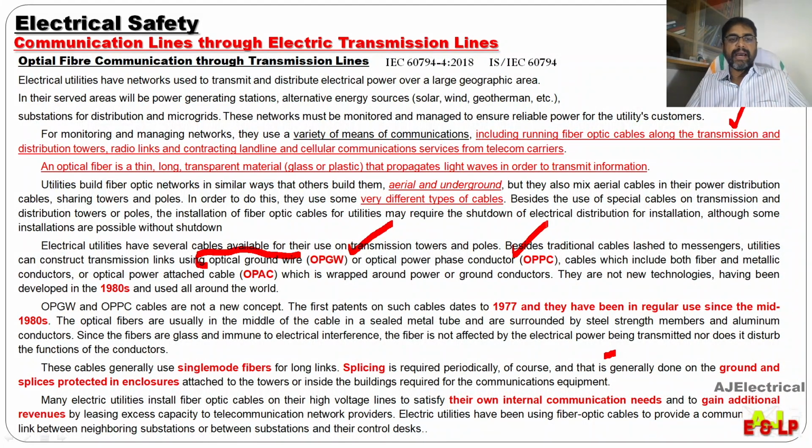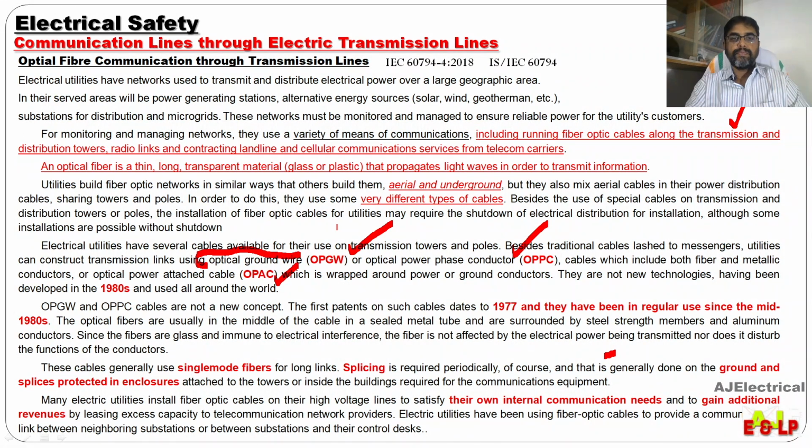Okay. And another one is OPAC. OPAC means optical power attached cable. Optical power attached cable means fiber will be attached or tied along with the ground conductor or the phase conductor. That is what is called OPAC. So there are three types of attempts they have done. One is OPGW, then OPPC, optical phase conductor, and then OPAC, optical power attached cable.